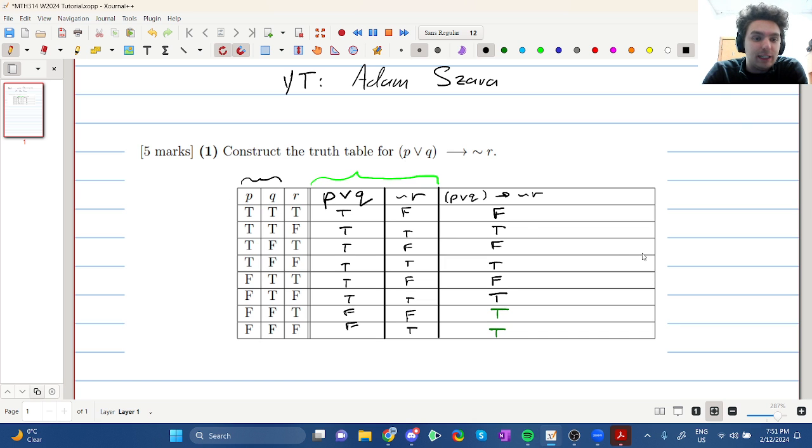And there we go. That's our first question. We constructed the truth table for P or Q implies not R. If there are any questions about this, feel free to ask. Otherwise, I will just move on.